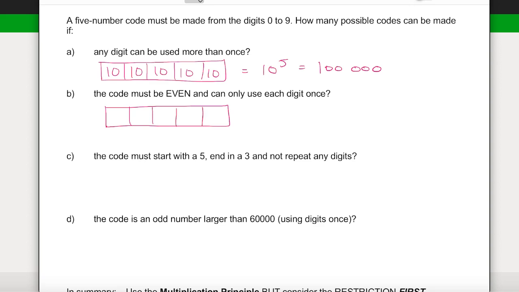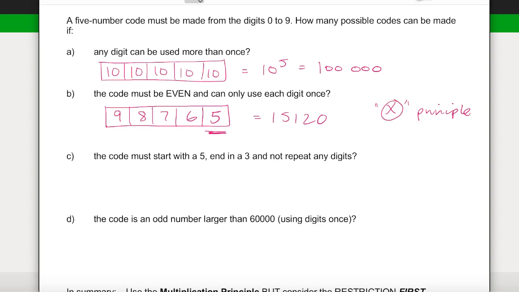Okay, so we're going to focus on this last one. From the digits 0 to 9, there are 5 digits that we can use that are even. Once we've used that one, we've got 9, 8, 7, and 6 digits left to use, and we can use the multiplication principle here to find our answer of 15,120.